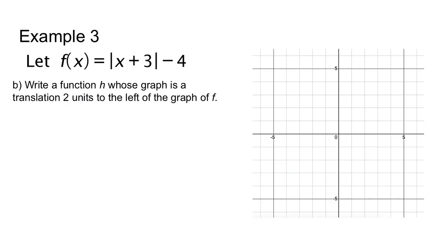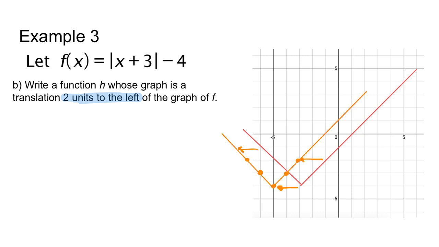Let's try another one. What if I take that same function, let me put it here on the graph, and what if now I move it to the left 2 units? Okay, what's that mean? Nothing different. We're still going to take each one of these points and move them to the left 2 units. Everything's moving to the left 2 units. So let's plot some points and see what my graph actually looks like. It becomes this nice orange line.